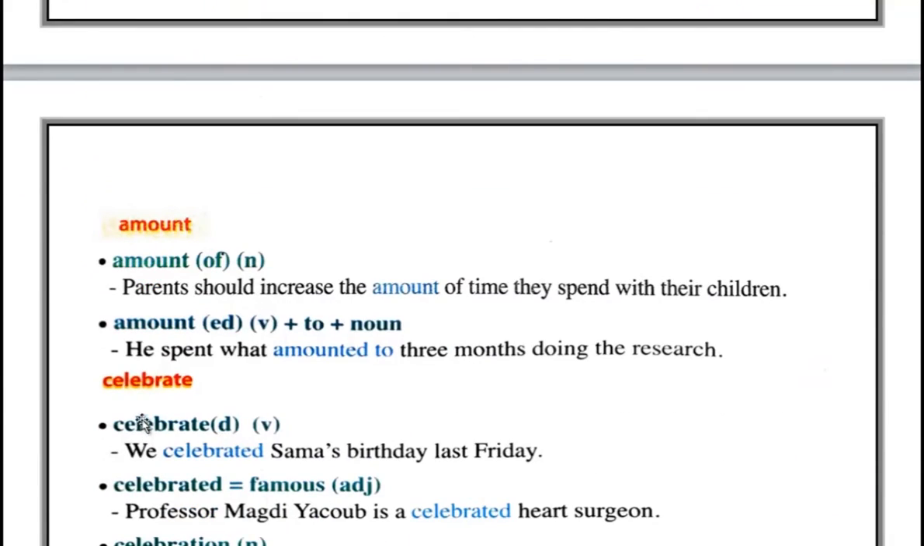As for amount, again, amount as a noun. Parents should increase the amount of time they spend with their children, right? Amount, as a verb, to amount to. He spent what amounted to 3 months doing the research, more than 3 months doing the research.